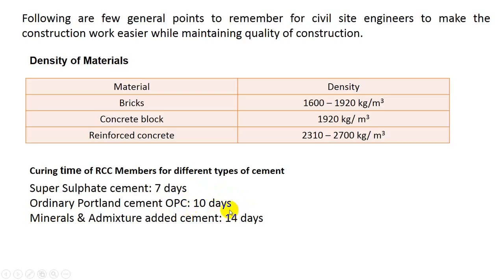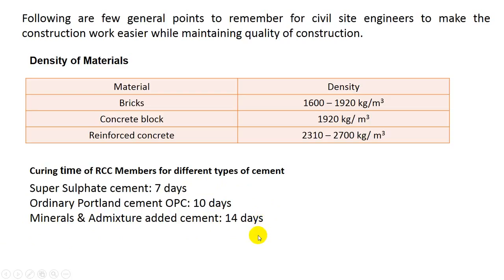And you have to remember that 10 days, because almost every construction work uses ordinary Portland cement. In my previous video I discussed that in overall production of cement, ordinary Portland cement is 80 to 90%. So you have to remember that 10 days. And for mineral and admixture added cement, if the cement is added with admixture and also minerals, then the curing time should be 14 days.